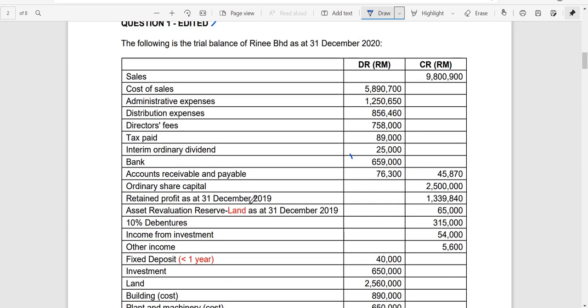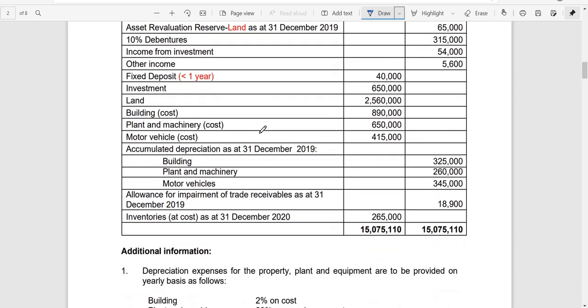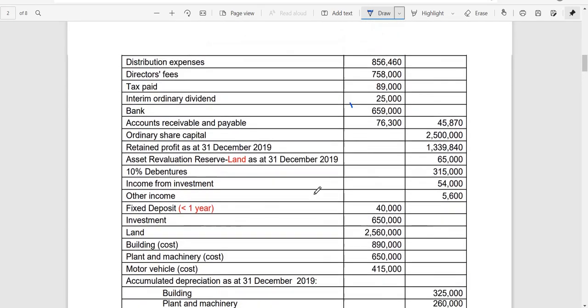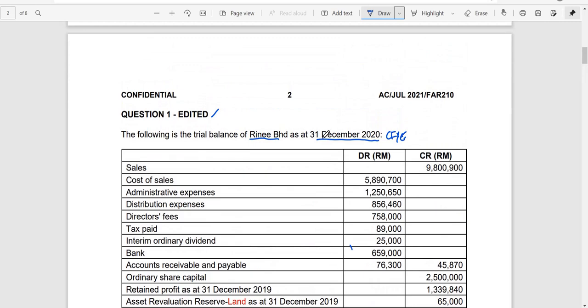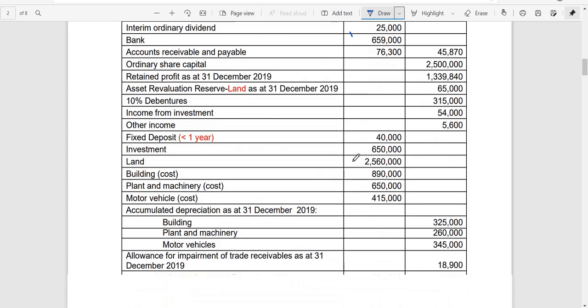We have this trial balance of Rinee. That's the company, and the year end of that company for the current year was 31st of December 2020. This is the current financial year, and this is the date that you're going to prepare the statement of financial position, statement of changes in equity, and statement of profit or loss. The notes to the accounts will cover from the beginning of the current year, 1st of January 2020, for the notes on PPE, up until 31st of December 2020.